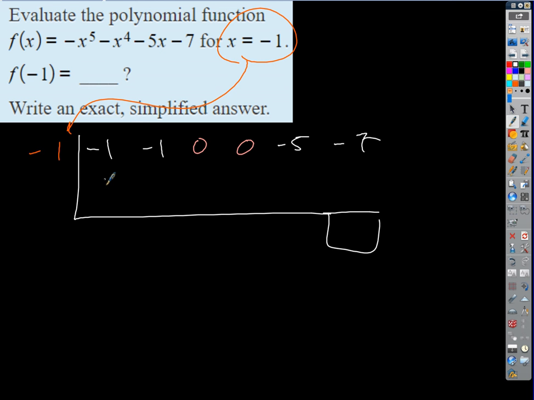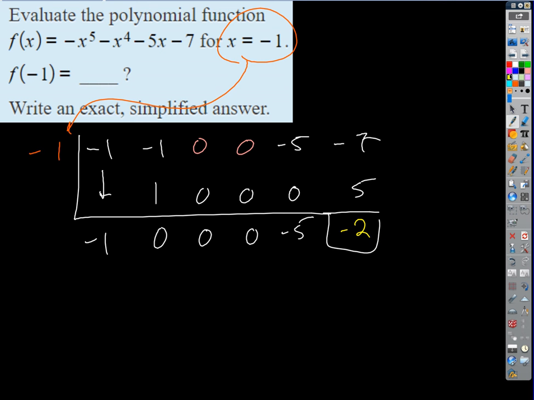And the process is really quick, isn't it? I bring down the -1. -1 times 1 is plus -1, 0, times -1. 0, 0, 0, 0, 0, -2. So what's the answer? -2. -2 is the value of the function at -1, right? That's the remainder. This is the very same problem.